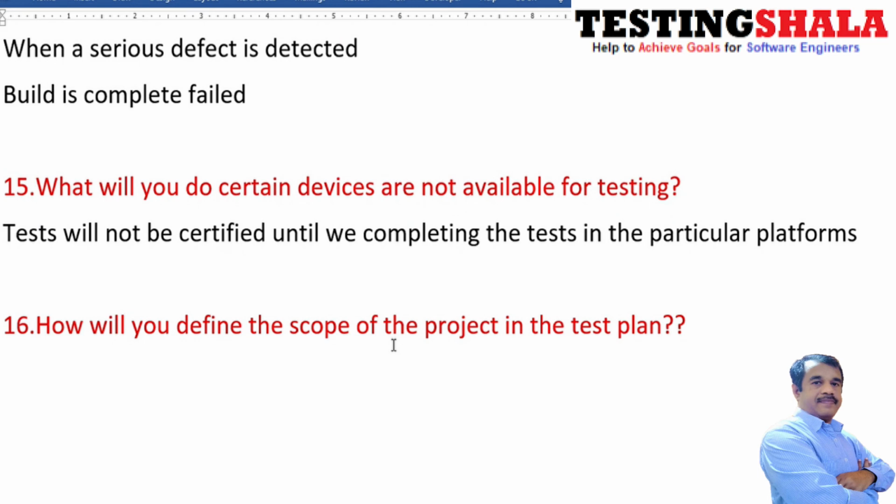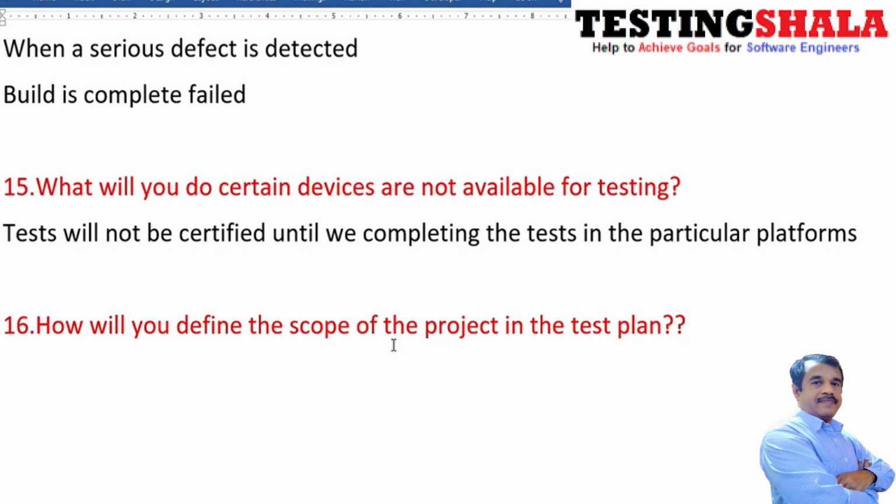What will you do when certain devices planned in your test plan are not available for testing? The situation here is a risk on the availability of the device. The mitigation plan is that we will escalate the issue with the relevant stakeholders and the relevant vendor to get those devices as early as possible, and we will keep those tests in the queue. Until we test the test cases associated with those devices, we will not certify the test cases relevant to that device or that platform. That is how we will tackle the situation.